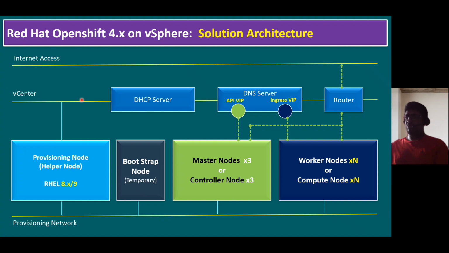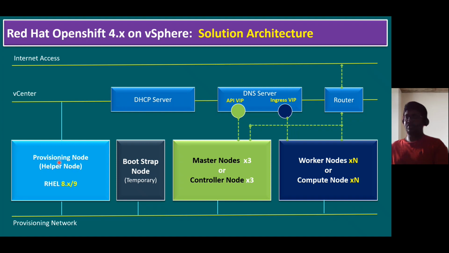So in the interest of time, internet access is verified, vCenter is verified, the DHCP server is verified, and the DNS server is also verified, all configured. DHCP configuration is in progress. And the router, we already connected to the physical network, and that's the reason we are already getting internet access. So this row is completely validated.